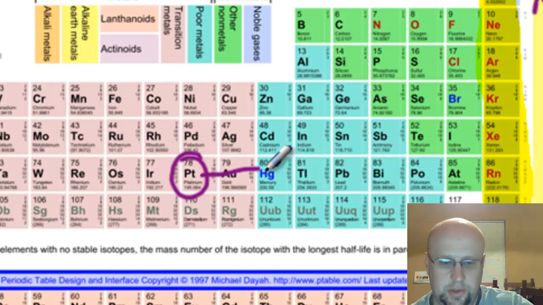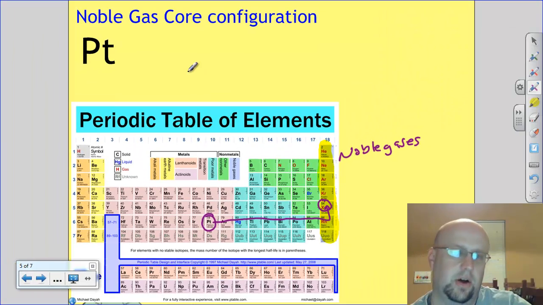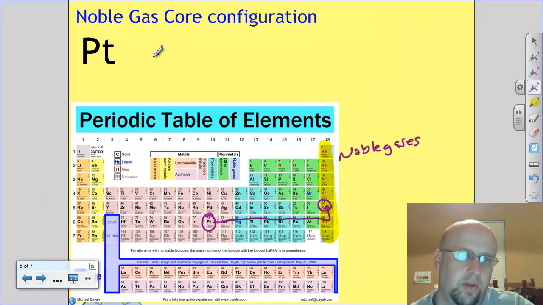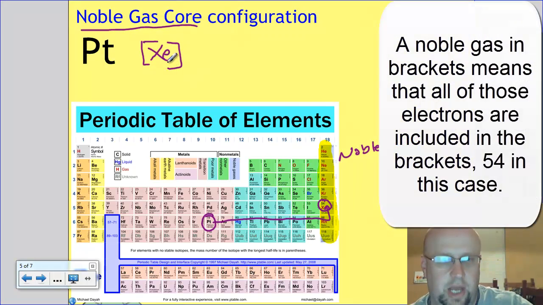Okay, so I draw my line. I go all the way over, and then I go up one level, and I end up at xenon. Whatever you get there, you write that element symbol, and then you put it in brackets. That is what we call the noble gas core. Now, I'm not done, but that's where I start.